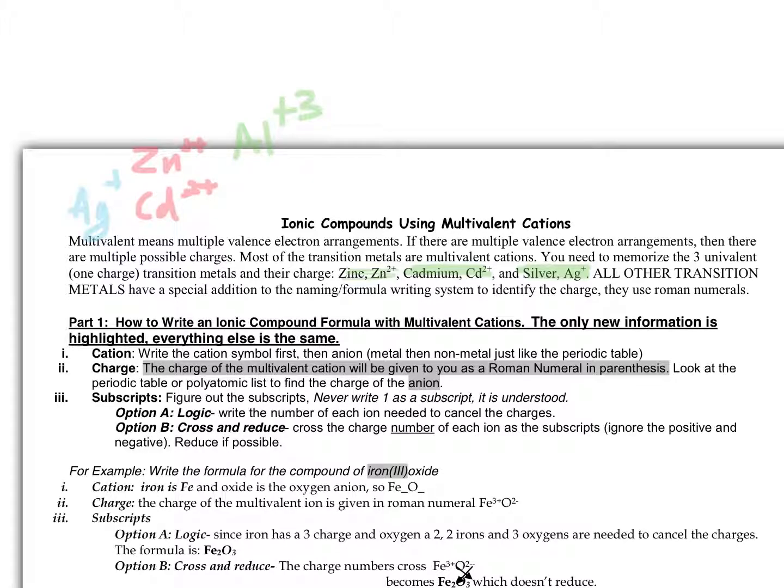The problem is when we start talking about metals that can have more than one charge. So if I say copper chloride, you can't just write that formula because you don't know what the charge of copper is. You know chloride's a -1, but copper could be a +2 or a +3. So we need a way to symbolize the fact that that metal has this specific charge this time. What we're going to be using for that is Roman numerals. All of the other transition metals have a special addition to the naming and formula writing system. To identify the charge, they use Roman numerals.